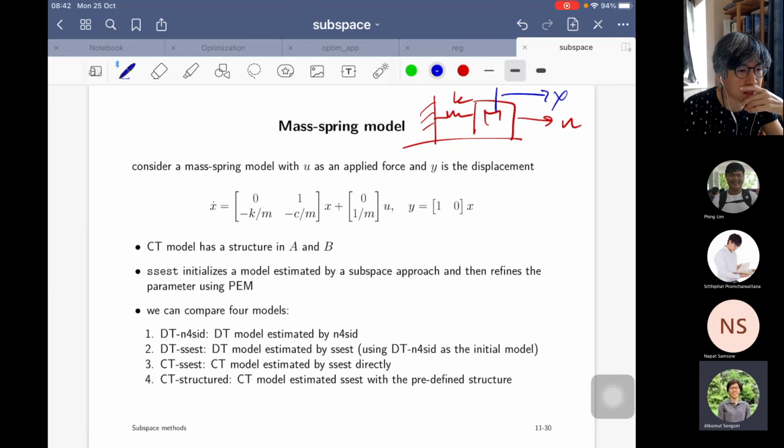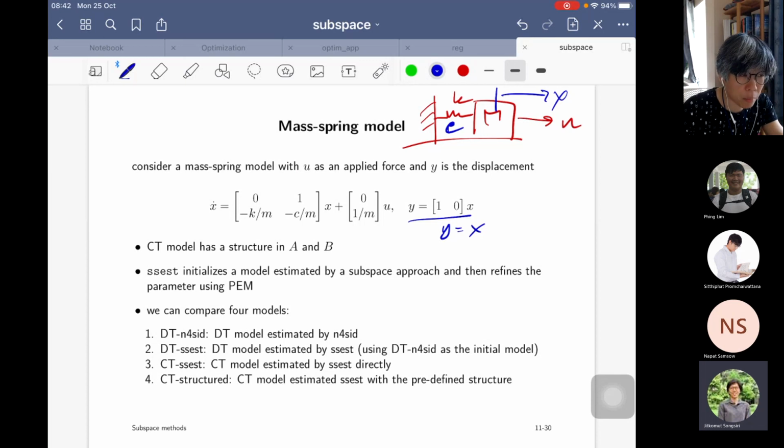We know that when you derive a dynamical equation, this system is a second-order model. I think we assume to have some damping as well. This is a friction with the parameter c. The variable y is the displacement.